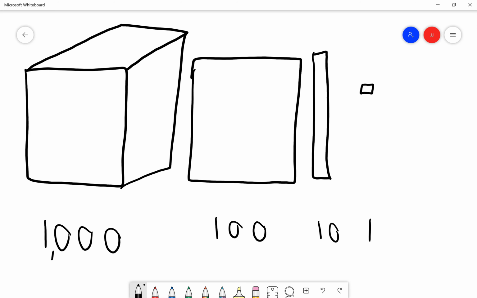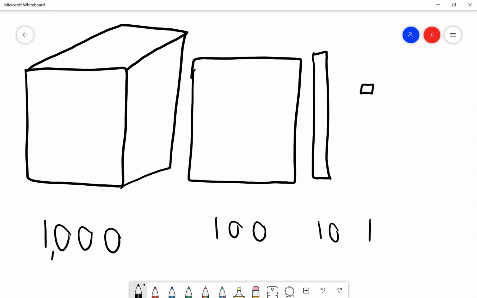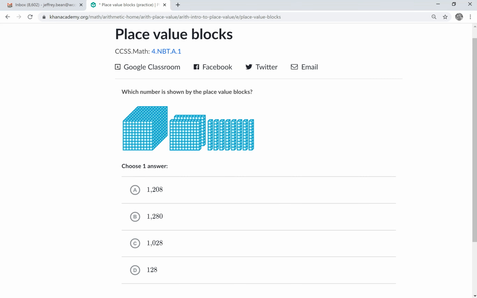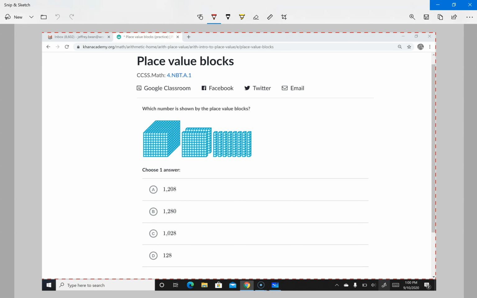So, when we come across a problem such as this one in Khan Academy, we can use what we know to solve the problem. So this says which number is shown by the place value blocks. So if we look here, this one here is worth 1,000, and there is one of them. So my thousands place, I am going to put a 1.